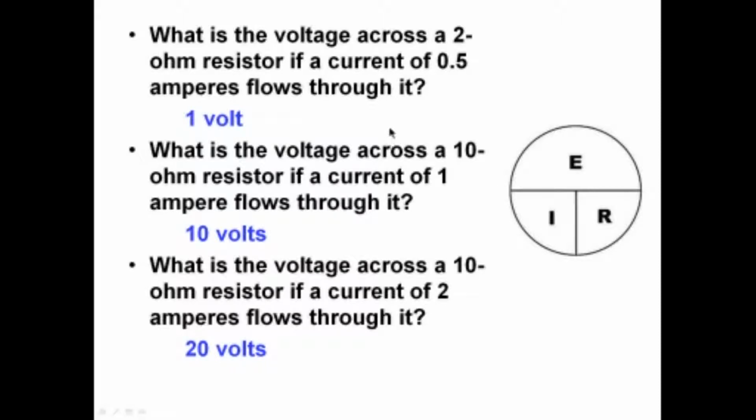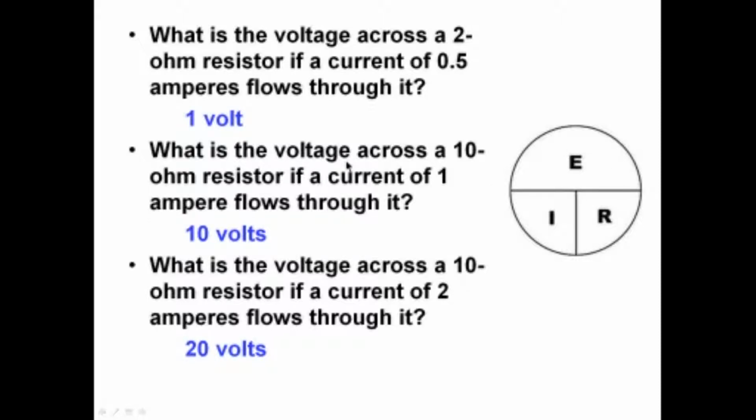What's the voltage across a 2 ohm resistor if a current of 1/2 ampere flows through it? We have a 2 ohm resistor. We have 1/2 ampere of current. If we multiply 1/2 times 2, we have 1 volt. Okay, 1/2 times 2 is 1 volt.